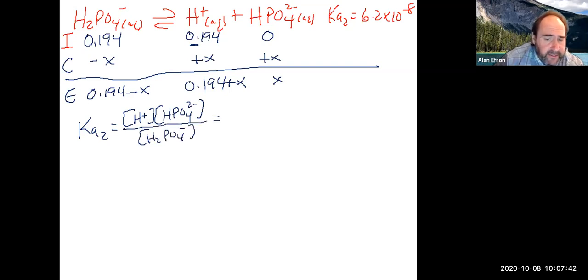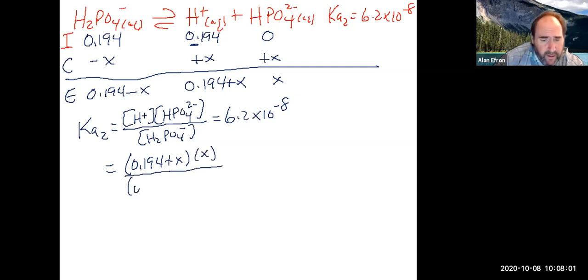And again, that will equal the Ka2 value of 6.2 times 10 to the minus 8. I will put in the values here. So that will give me (0.194 plus X) times X divided by (0.194 minus X), going to equal 6.2 times 10 to the minus 8. We've had good luck so far, so let's try it again.